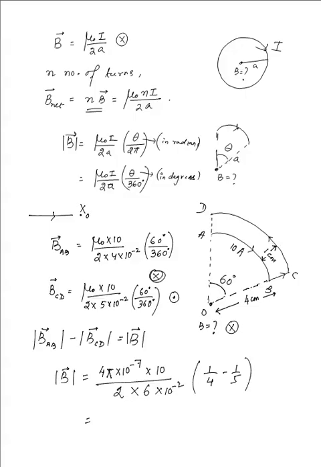Now this is 4, 10 is 40, and this is 20, so all of them can get cancelled out. And what you have left is pi over 6 times 10 raised to the power minus 5 Tesla. And that's going to be directed into the plane, considering the case of magnetic field being a vector quantity.